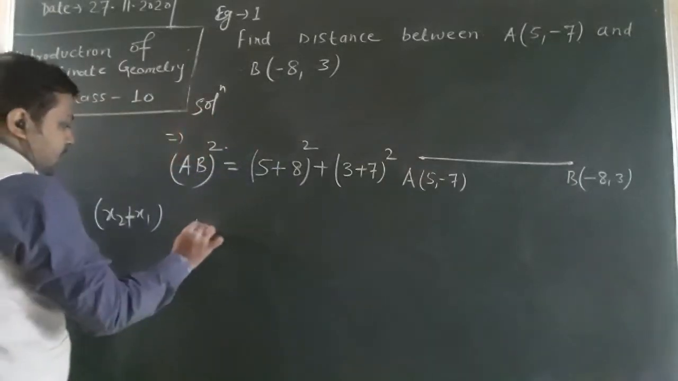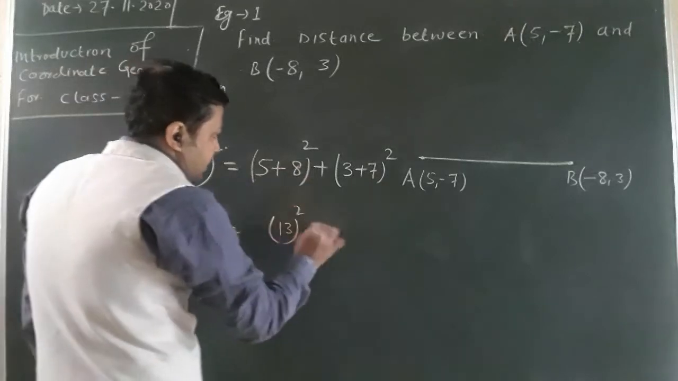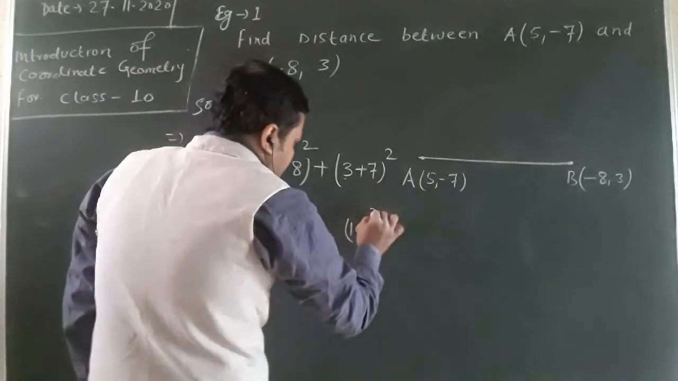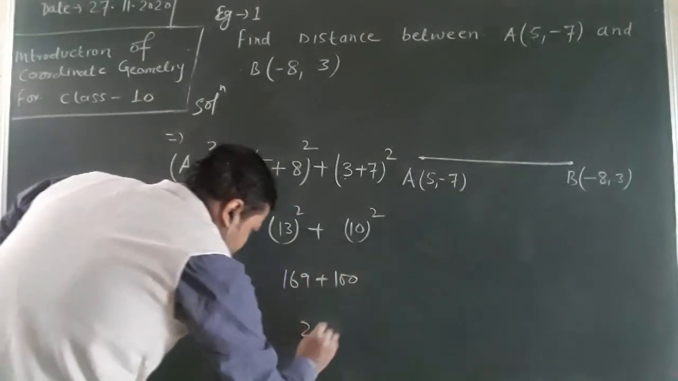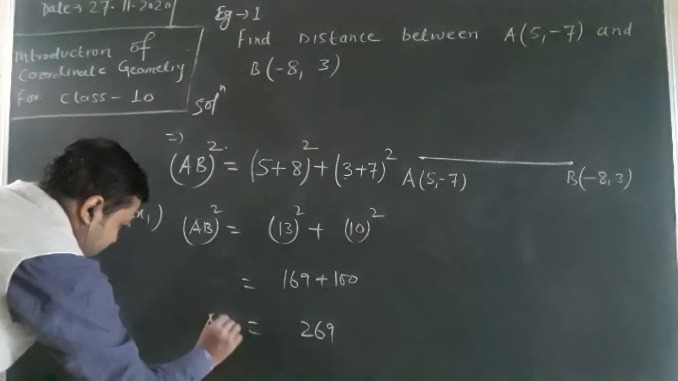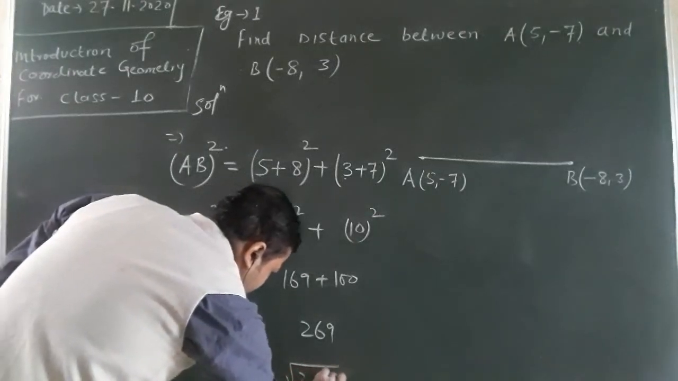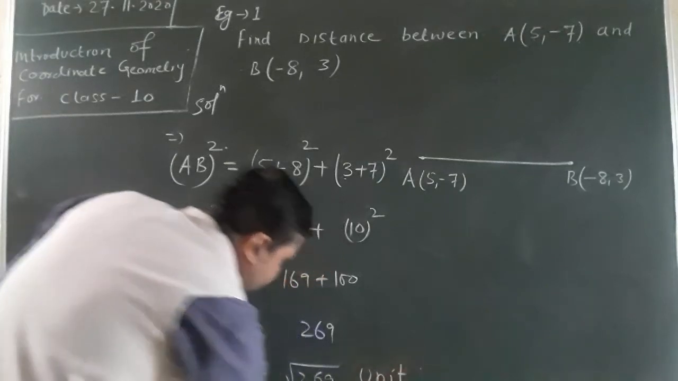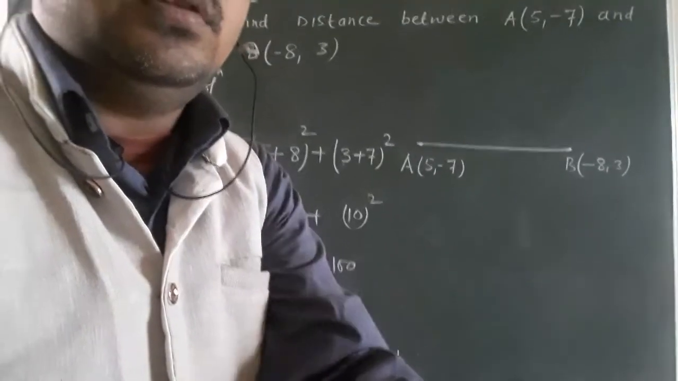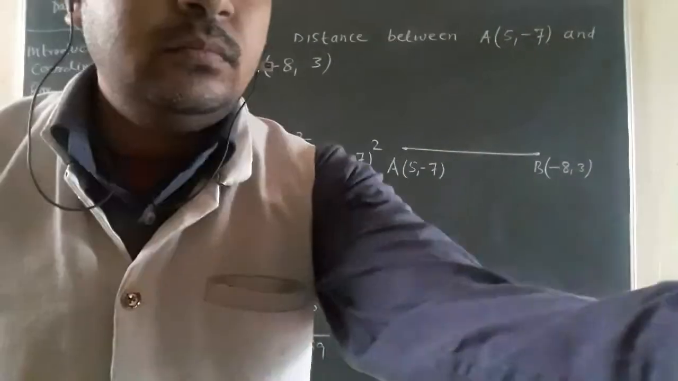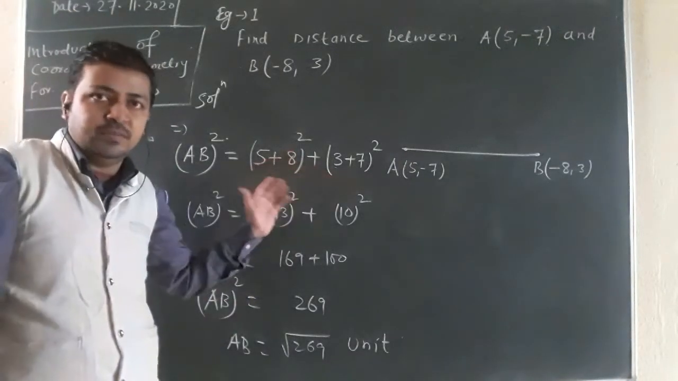Now solve this. AB square is equal to 8 plus 5, that is 13 whole square, and then 7 plus 3, that is 10 whole square. That is equal to 169 plus 100, which is 269. So AB square is 269. So what will be AB? AB is equal to the square root of 269 units. This will be the real application, and this will help you if you go in this way.